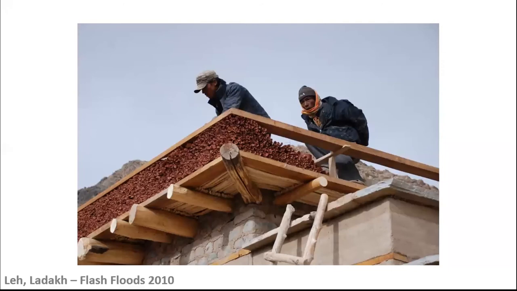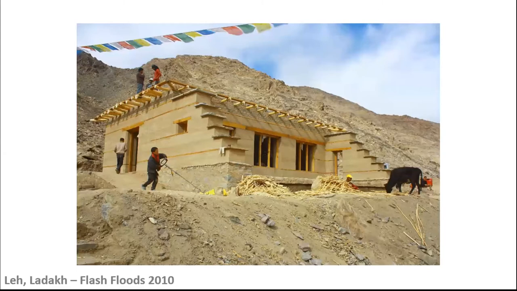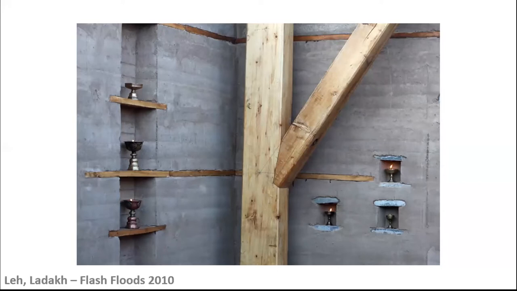This is the finishing of the roof overhang. This is again a traditional style where they use willow sticks and color them in red because red color is celebrated in Buddhism. Yeah, that's the image of the almost finished center. Again, the interior details with niches.